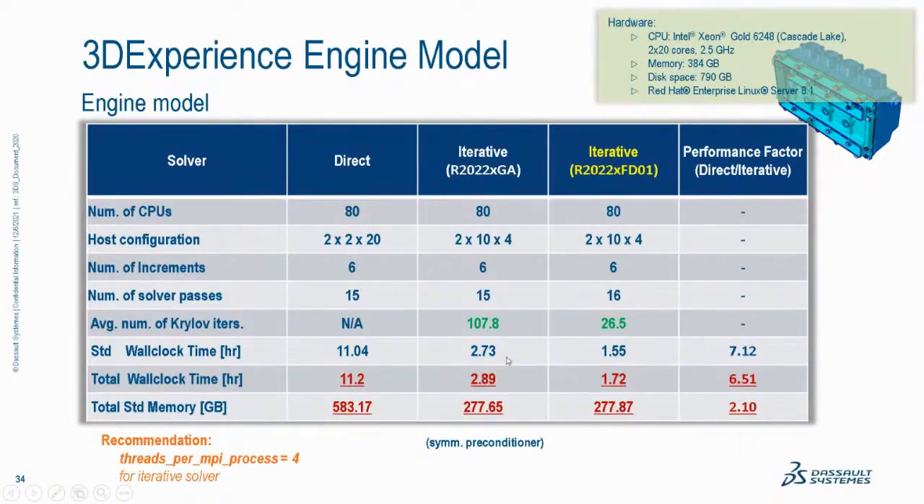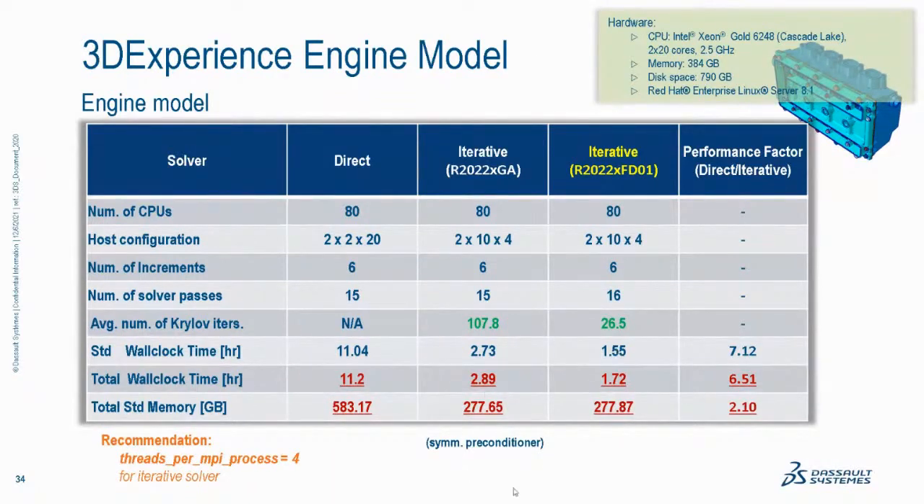So not quite the 4x that we're seeing in the solver. And then lastly, the performance factor here. So how much faster is the iterative solver with the unsymmetric preconditioner as compared to the direct sparse solver? So quite significant, 7x speed up in the total wall clock time, essentially in half as much memory.